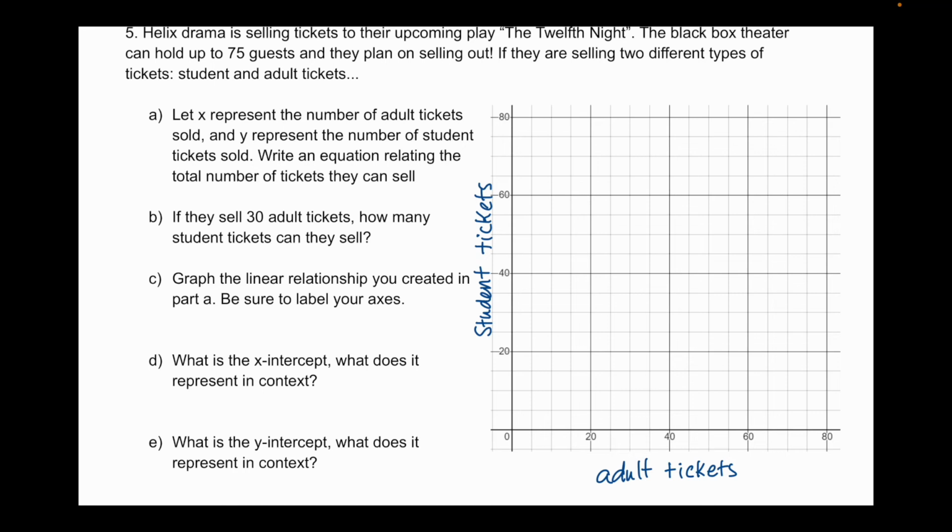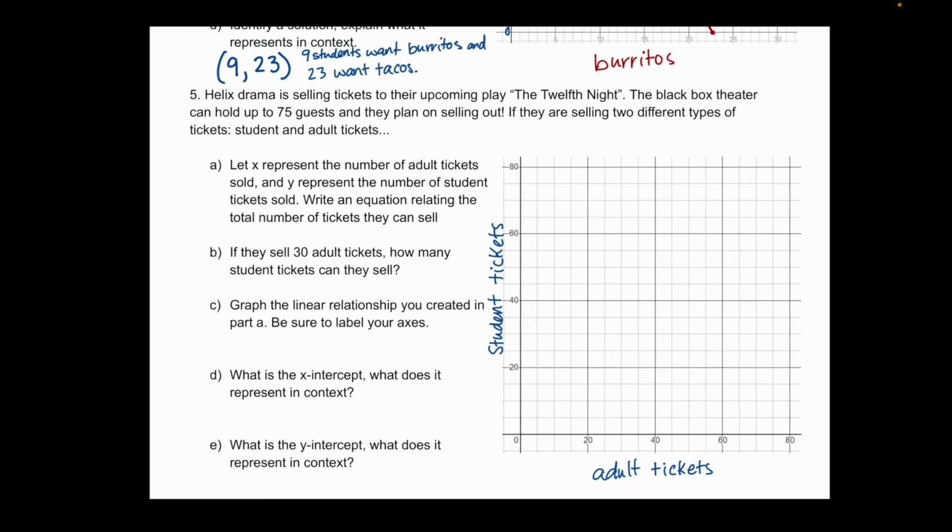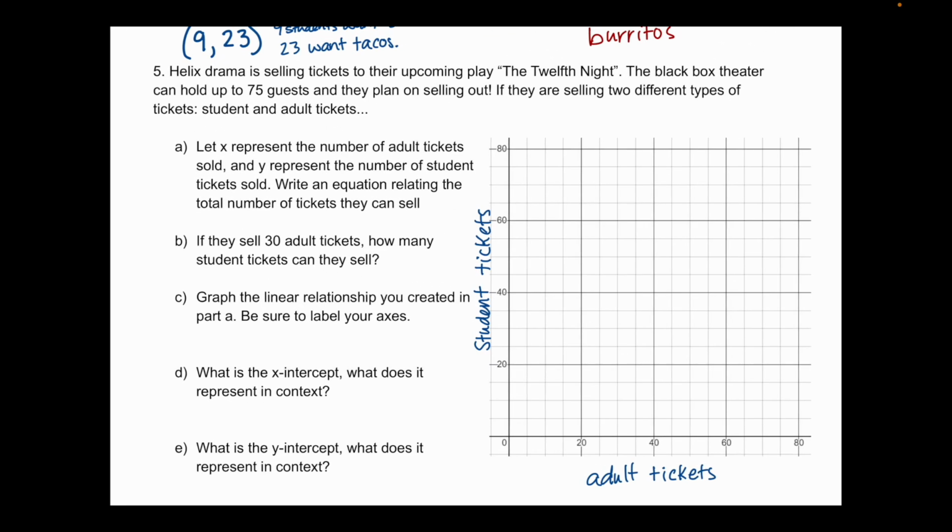Let's write an equation. So this one, they don't tell us any prices, they just tell us what they want to sell. So X is the number of student tickets, and if we add to that the number of adult tickets, which is Y, oh, I'm sorry, X is the adult tickets, Y is the student tickets, I misspoke. If we add those together, they want to sell every seat in the theater. That's what selling out means. So that would be 75 guests.